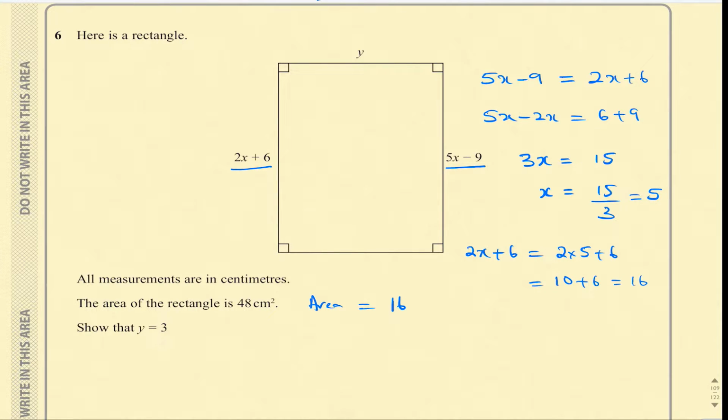16 times y equals 48. So the side here is 16, and that too is 16. So 16 times y will be the area. So 16 times y equals 48, and therefore y, dividing both sides by 16, is 48 over 16, and that gives 3. So therefore y equals 3.